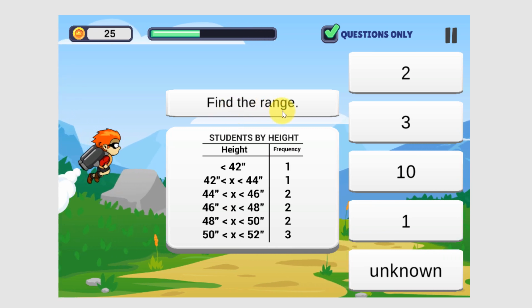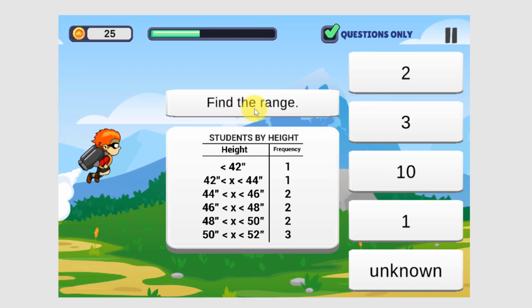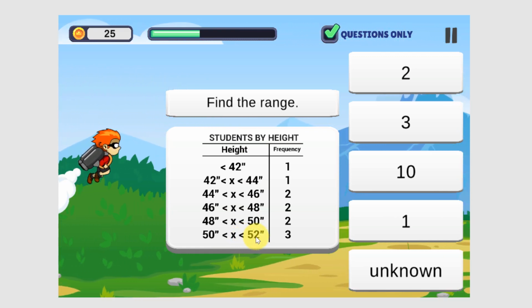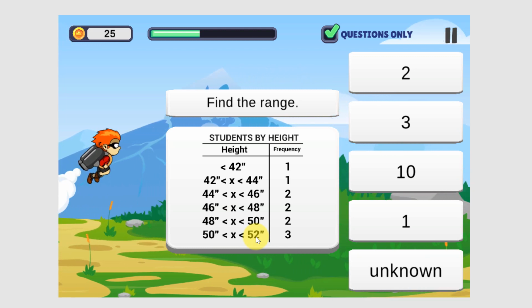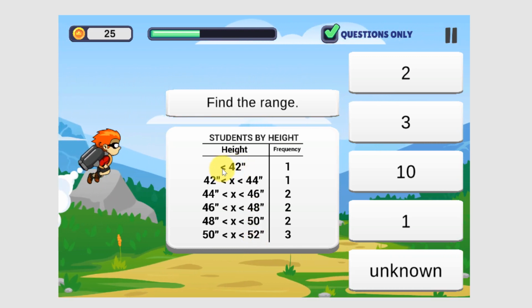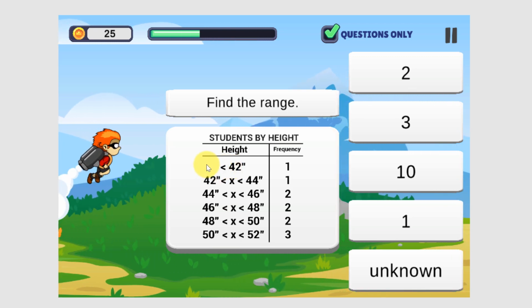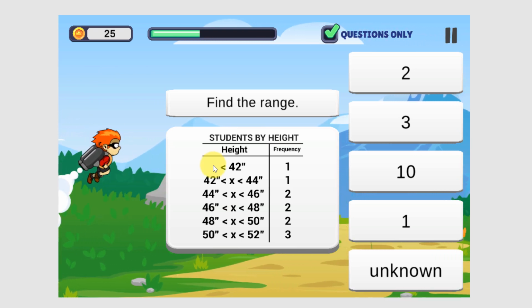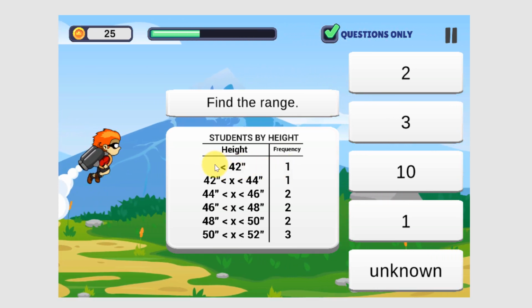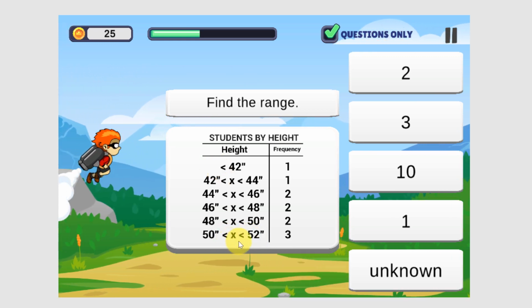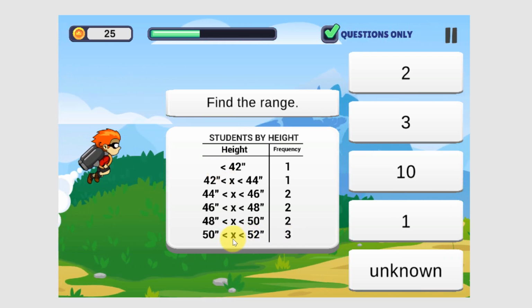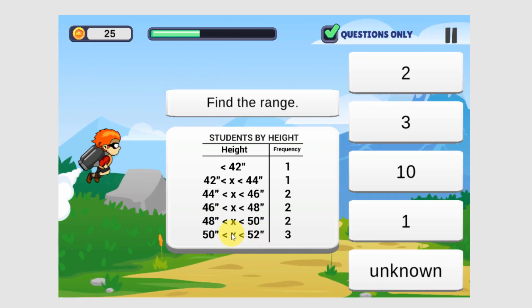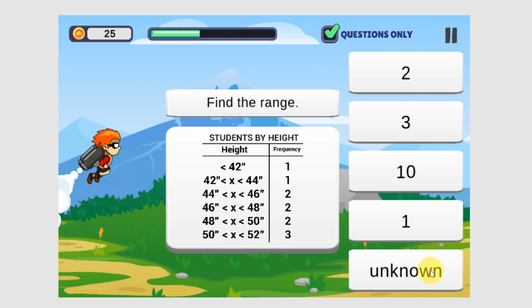So when we find the range, this is a tricky question, but when we find the range, we're looking for the maximum value, which would be 52, and the minimum value. But the minimum value is less than 42, but we don't know what it is. So in that case, there is no range. It's unknown. We have no idea how small the shortest student is, and we also have no idea how tall the tallest student is. There could be 3 students that are 51 inches, and no one's 52 inches. So the range is unknown. There's no way to tell from the height.